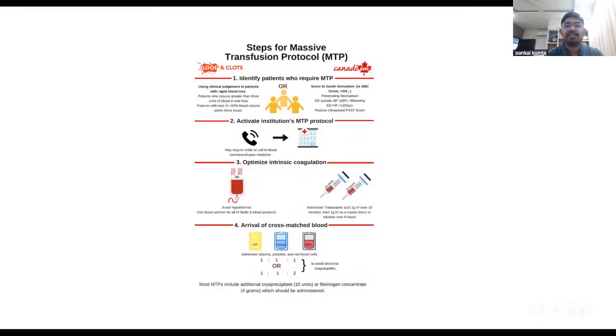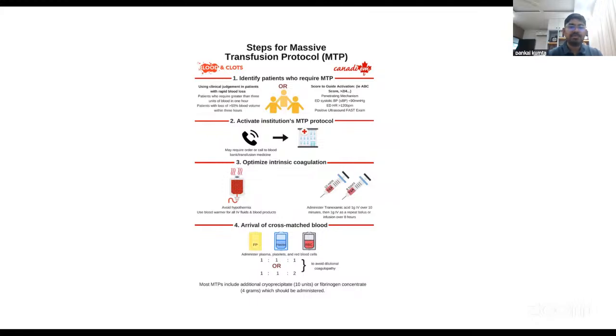And there is again scoring, because all of us like scoring. So one is the ABC score. That is you looking at the penetrating mechanism, where we have the systolic BP at the ED less than 90, or the heart rate more than 120, or you have a positive ultrasound FAST exam. So a lot of times patients will end up with this, and if the criteria is more than two, then you need to activate the massive transfusion protocol.